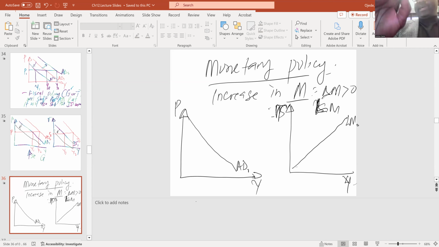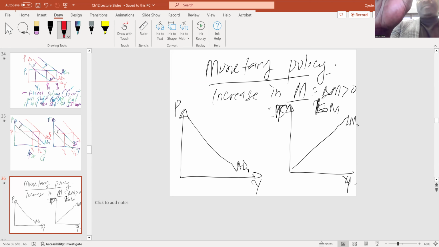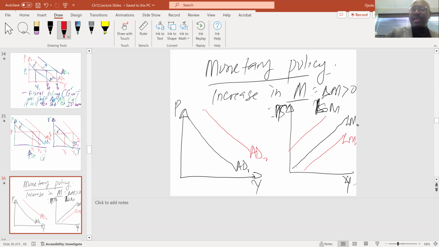So for example, if the Fed increases the money supply, the AD curve is going to shift to the right, and the LM curve is also going to shift to the right. So monetary expansion by the Federal Reserve will shift both the AD and the LM curve to the right. When the Fed does a monetary contraction, let's say they decrease the money supply, then the LM curve is going to shift to the left, and the aggregate demand curve is going to shift to the left.